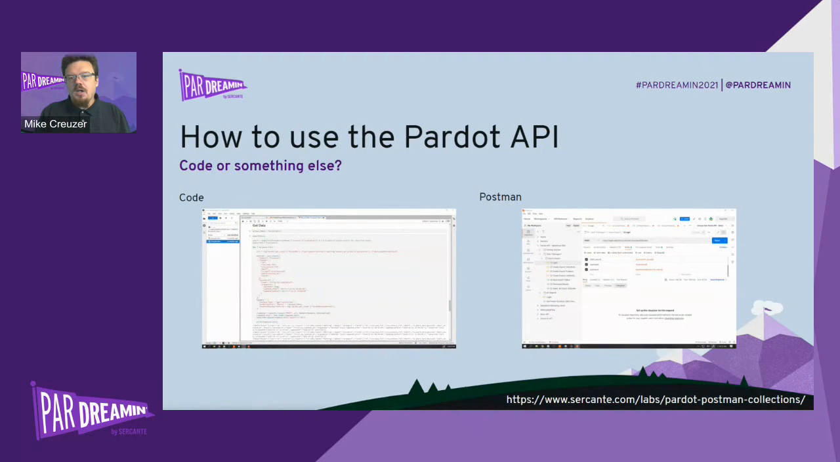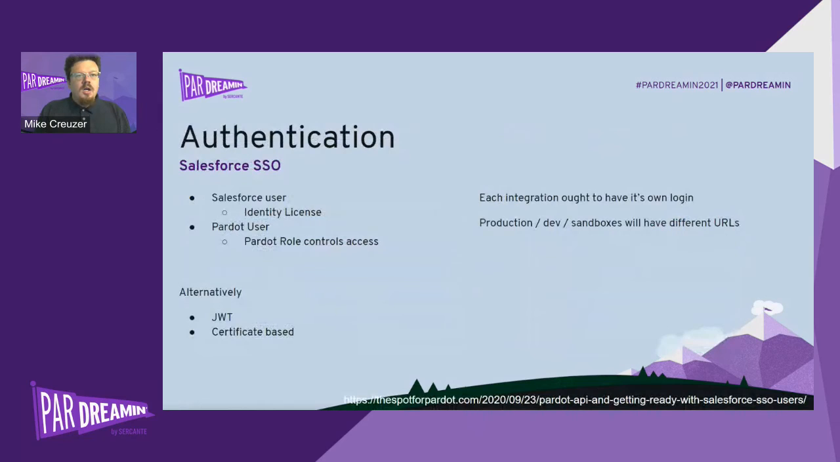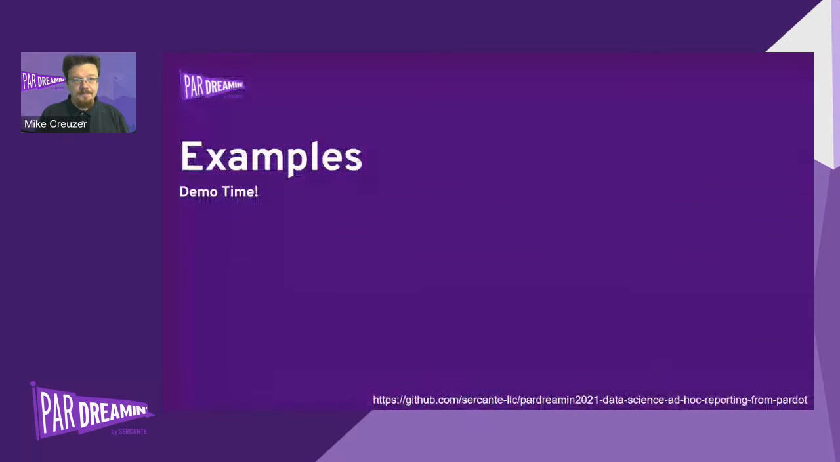There is a Postman collection, so you just download a collection, as they call it, and it's got all the Pardot API stuff built into it, and that's on the link on the screen. The hardest part of this process is authenticating. There are a lot of resources on how to set up the SSO authentication for API logins and stuff like that. So you're going to have to find one of those resources to get started.